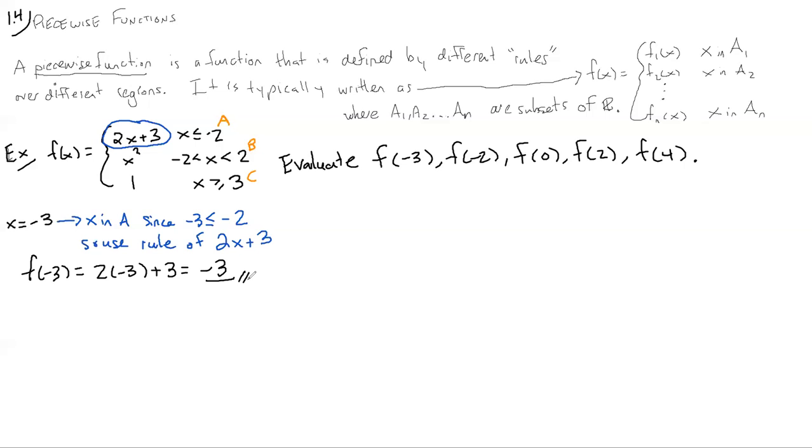All right, I don't even look at the other rules because those might generate other values, and those aren't the values that I use for -3. I follow the rule that matches my interval.